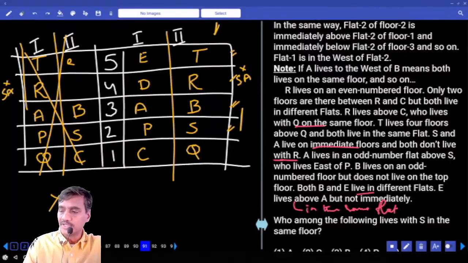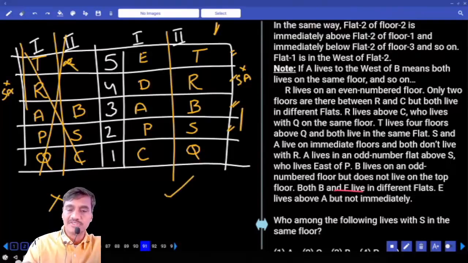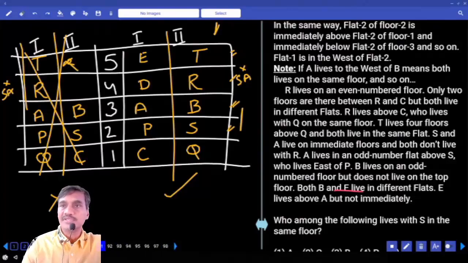Both B and E live on different flats. Yes, B cannot be here, E cannot be here. Both B and E live on different flats. Done. And this is the possibility we have, diagrams 91 to 95. Easy, 91 to 95.